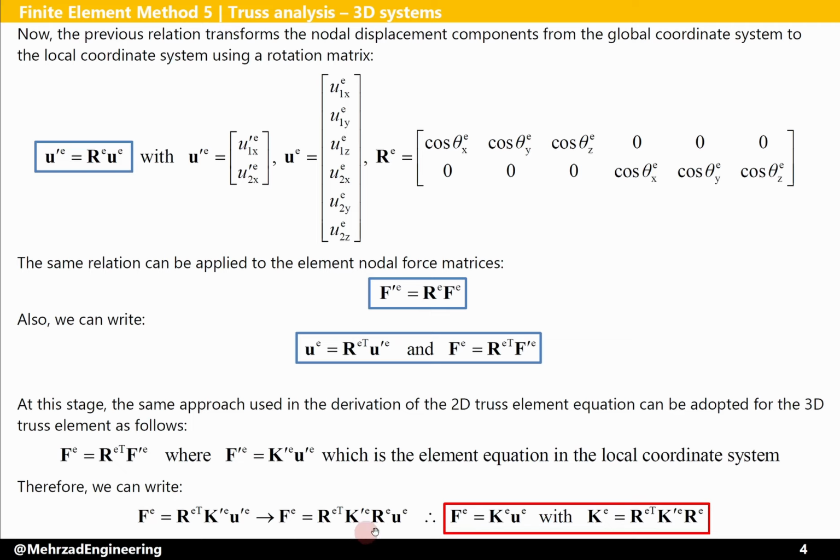In this equation, on the left side, we have force matrix in global coordinate system. And on the right side, we have displacement matrix in global coordinate system. And what connects these two matrices together is called a stiffness matrix.